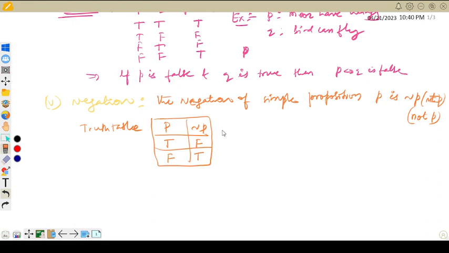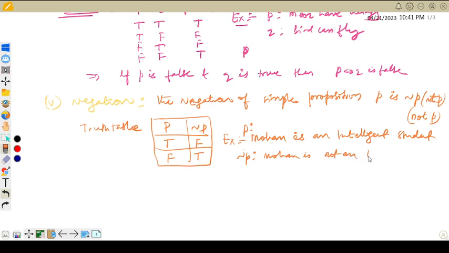Okay. So, an example, we can give so many examples. Mohan is an intelligent student. That is P. Then what is the negation of P? Mohan is not an intelligent student.